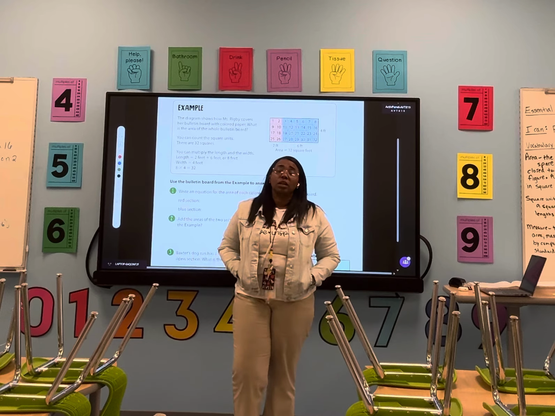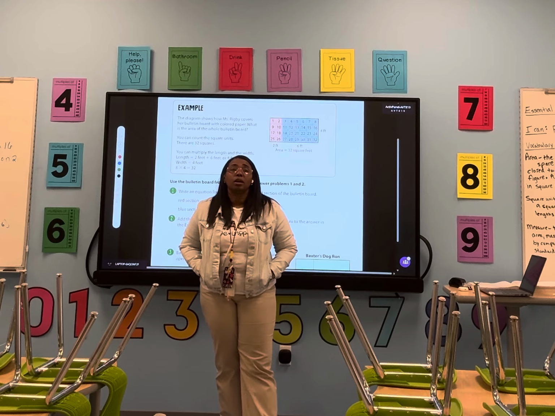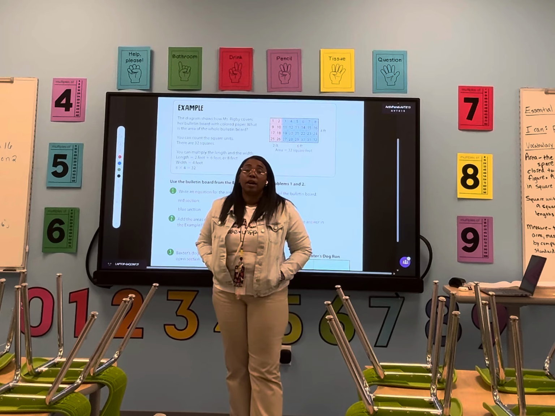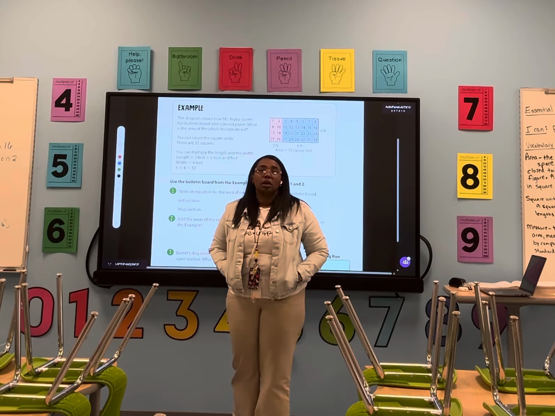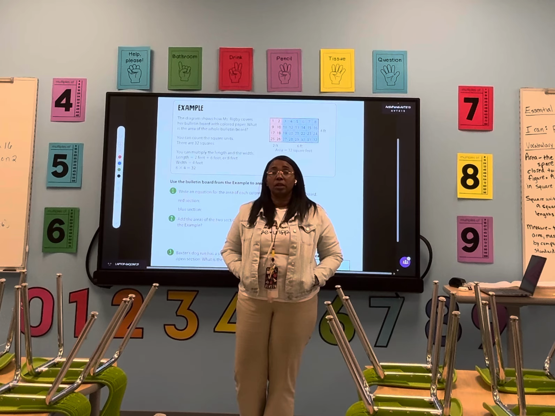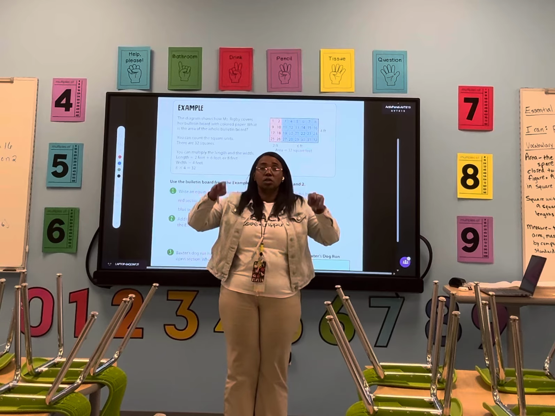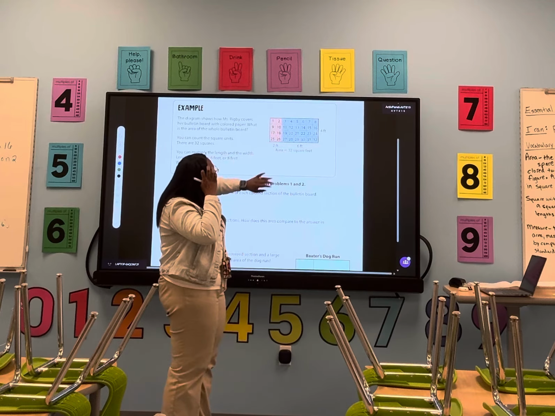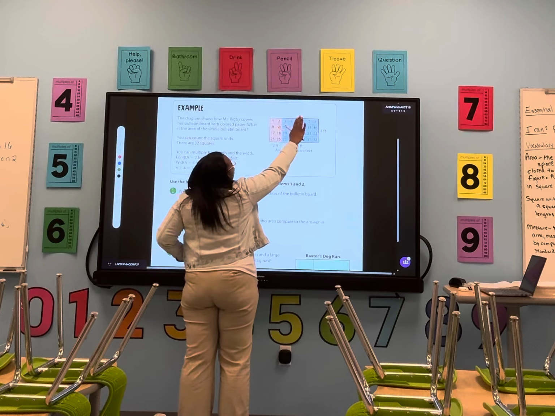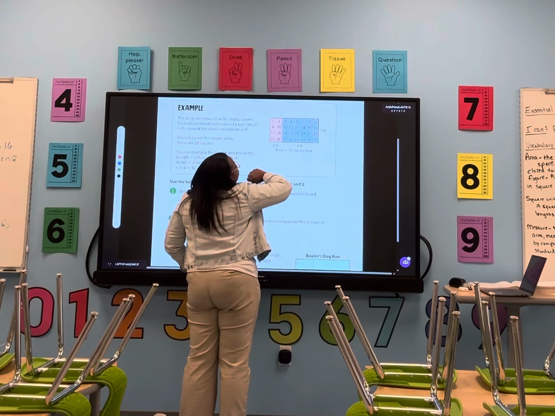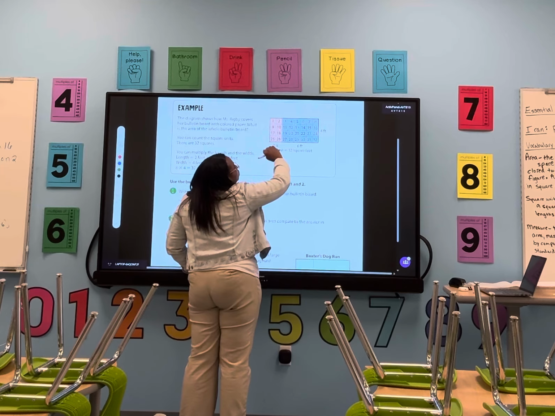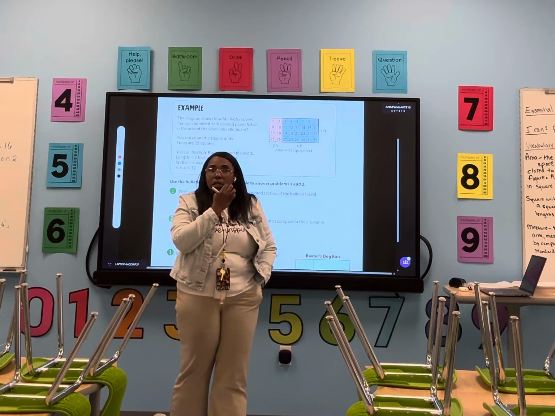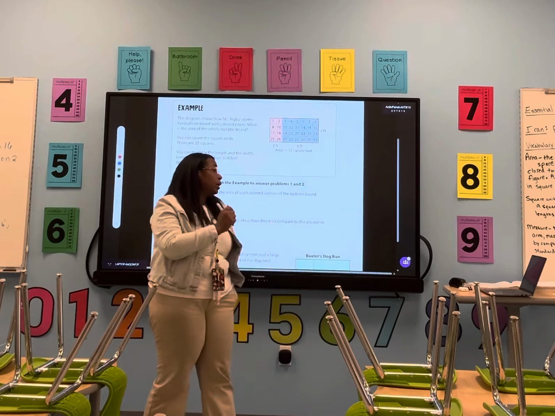So we are still looking at area, and we're looking at how to take two smaller rectangles and find the area of both of them, and then add those two areas together to get a total area for our larger rectangle. This is an example of what I'm talking about. Inside of this larger rectangle, you have two smaller rectangles. The red one is one, and the blue one is one. So that's basically what the lesson was for today. We're going to go ahead and get started.